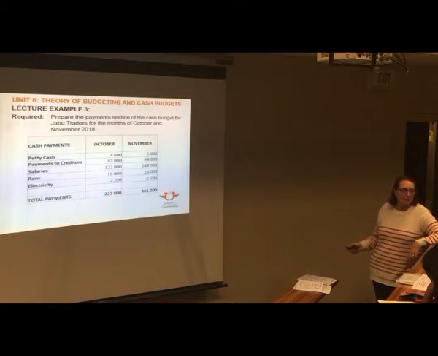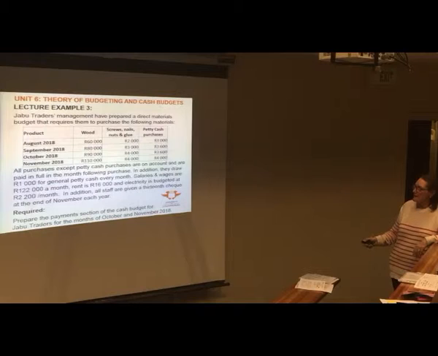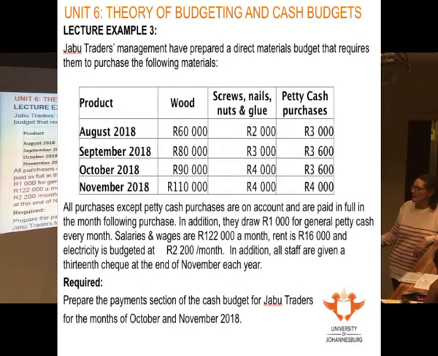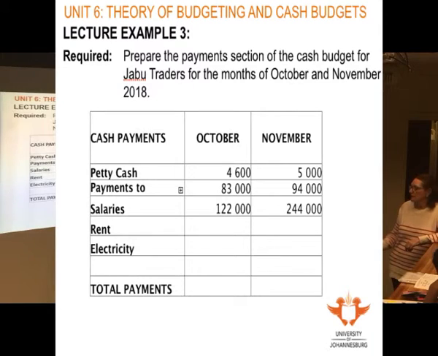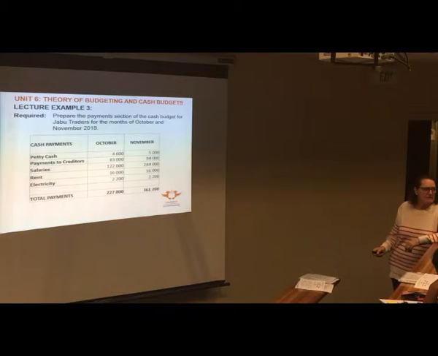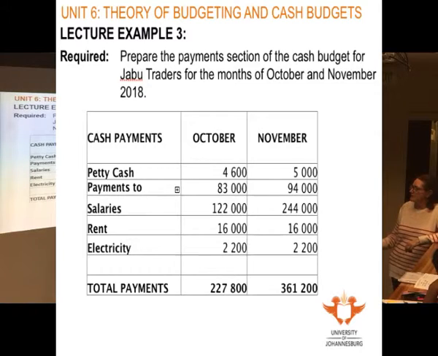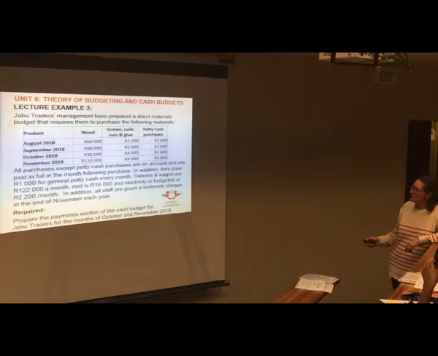361,200 for November. Okay. They paid the 80,000 plus the 3,000, the 83,000. Okay, and in November, they paid the 90 plus the 4, there's the 83, there's the 94. Okay, the November petty cash was the purchases for November of 4,000 plus the 1,000. General petty cash is 5,000.